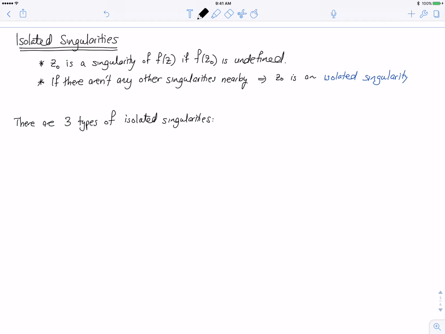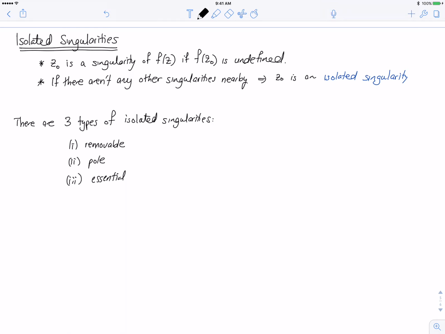So that's the meaning of isolated singularity, and isolated singularities, there are three types. The three types are as follows. You could have a removable isolated singularity. The second type is a pole. And the third type is what we call essential. And these are the three types of isolated singularities.